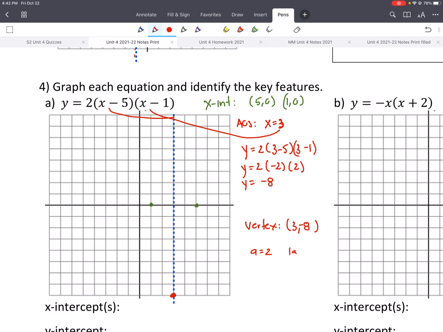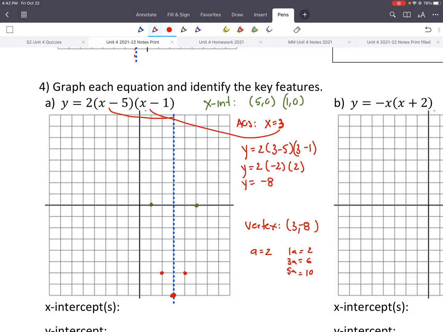Again, it's 1 times a, 3 times a, 5 times a. So 1 times 2 is 2, 3 times 2 is 6, and 5 times 2 is 10. So we go over 1, up 2, over 1, up 6, which we already have there. So that's a good check to make sure that's where it should be. And over 1, up 10, which is out of the graph.